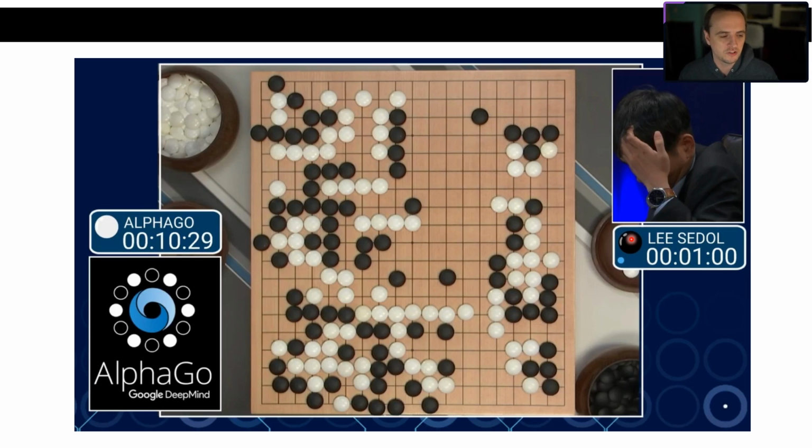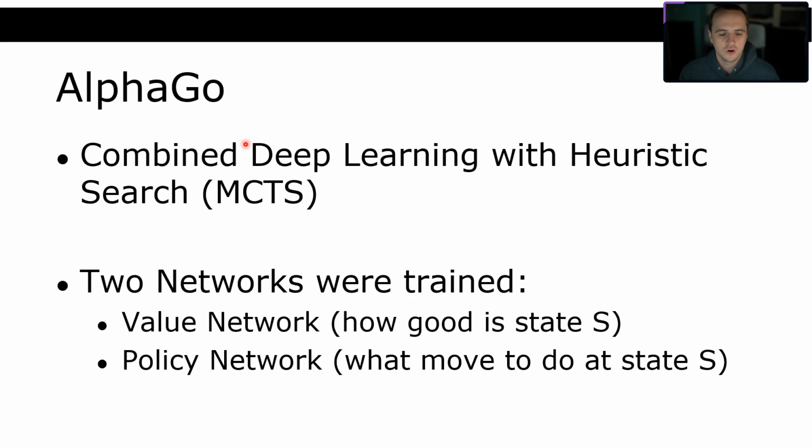So now we're at the point where we can understand, at least intuitively, what AlphaGo did. AlphaGo, in case you didn't know, is Google DeepMind's Go program, its AI system, that beat the world champion, Lee Sedol, at the game of Go in 2016. It was huge AI news. AlphaGo combined deep learning and a specific type of heuristic search.